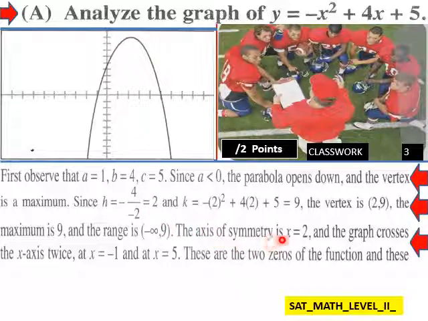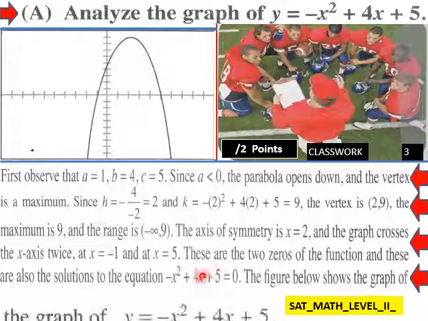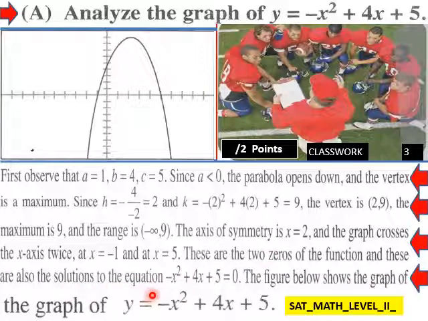The axis of symmetry is x equals 2, and the graph crosses the x-axis twice, at negative 1 and at 5. So there are your solutions for that parabola. These are the two zeros of the function, and these are also the solutions to the equation negative x squared plus 4x plus 5 equals 0. The figure below shows the graph of this function.